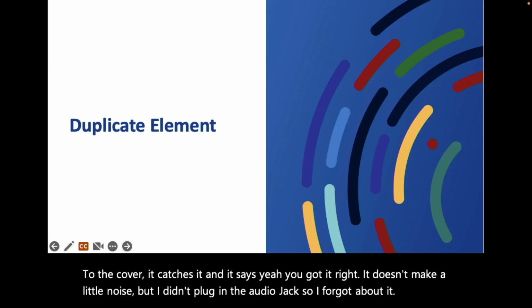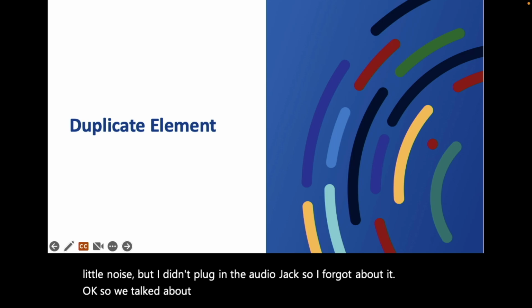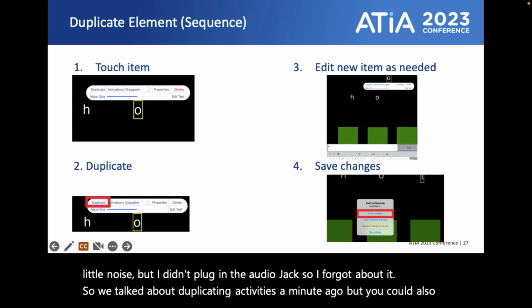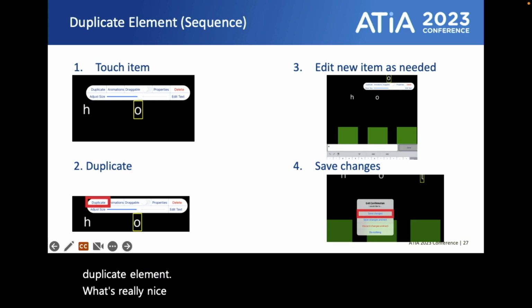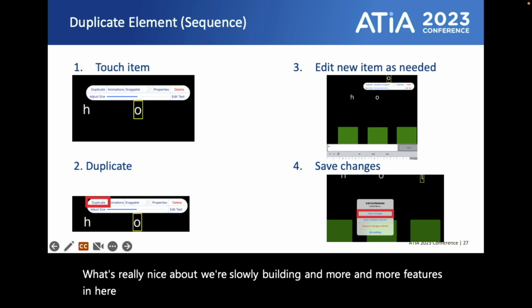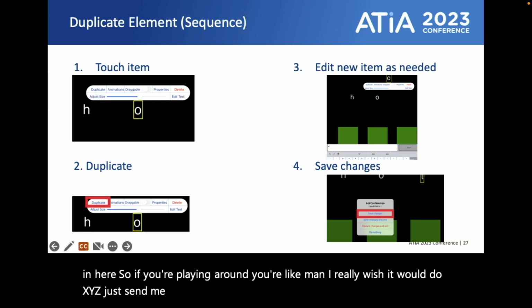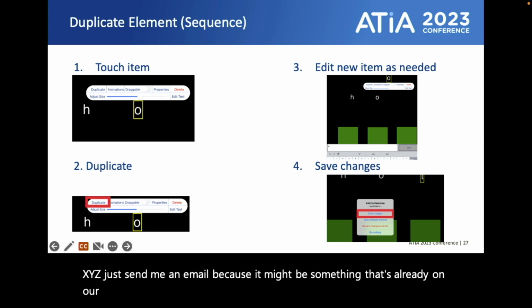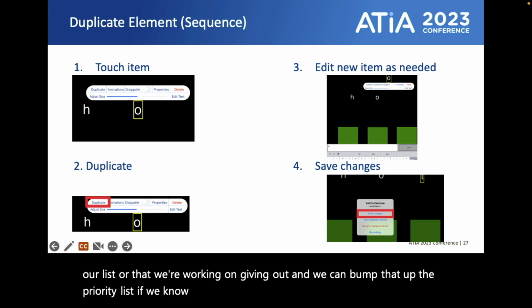Okay, so we talked about duplicating activities a minute ago, but you can also duplicate elements. What's really nice about this, we're slowly building in more and more features in here. So if you're playing around and you're like, oh man, I really wish it would do X, Y, Z, just send me an email, because it might be something that's already on our list or that we're working on getting out, and we can bump that up the priority list if we know that it's something that you guys need.